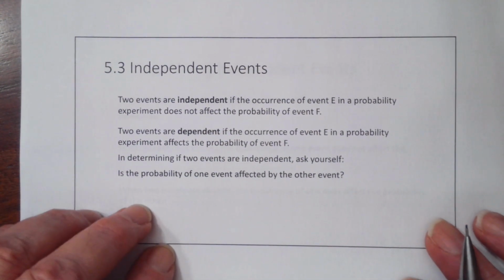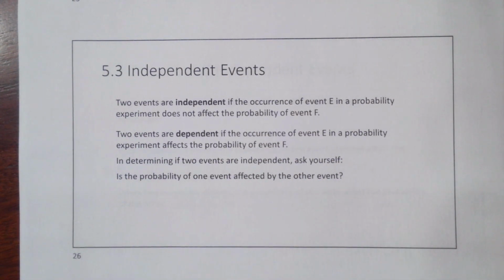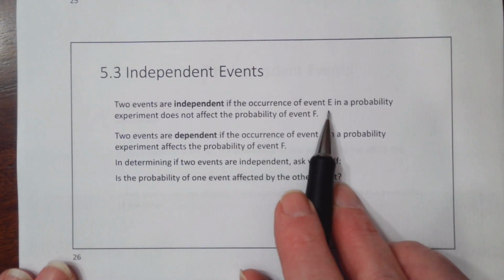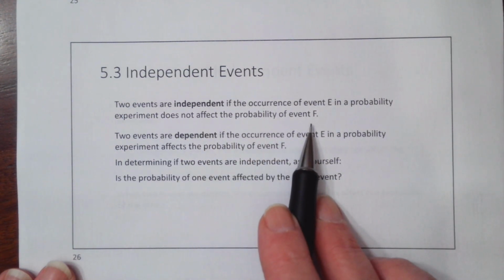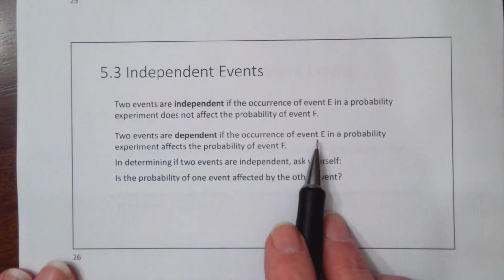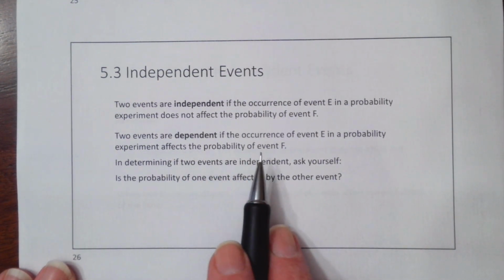So in section 5.3, we're going to talk about independent events. Actually, this is the first time we've seen this here. Previously we were talking about whether or not events were disjoint. Here we're talking about what we mean by independent. Two events are independent if the occurrence of event E in a probability experiment does not affect the probability of event F. Two events are dependent if the occurrence of event E in a probability experiment affects the probability of event F.